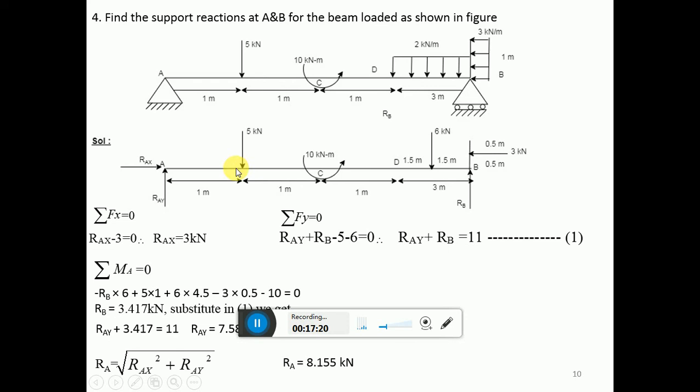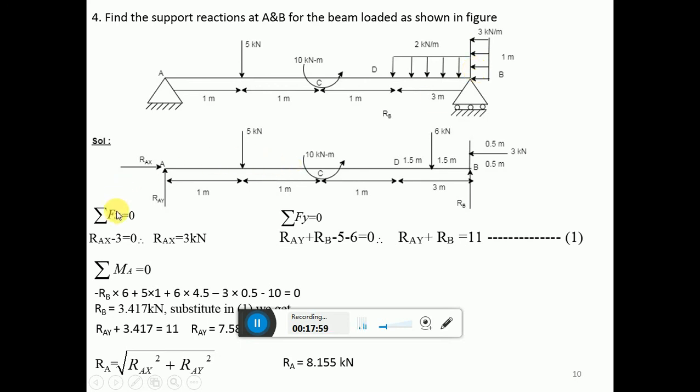So first apply conditions of equilibrium. Before that you convert this uniformly distributed load into a point load. 2 kilonewton per meter into 3, it will be 6 kilonewton. Where are you supposed to apply? In a rectangular, uniformly distributed load, it will act at the center, 1.5 this side, 1.5 that side. This is also a uniformly distributed load over 1 meter. 3 into 1 is 3 kilonewton acting here at the midpoint, 0.5 meter that side, 0.5 meter this side.